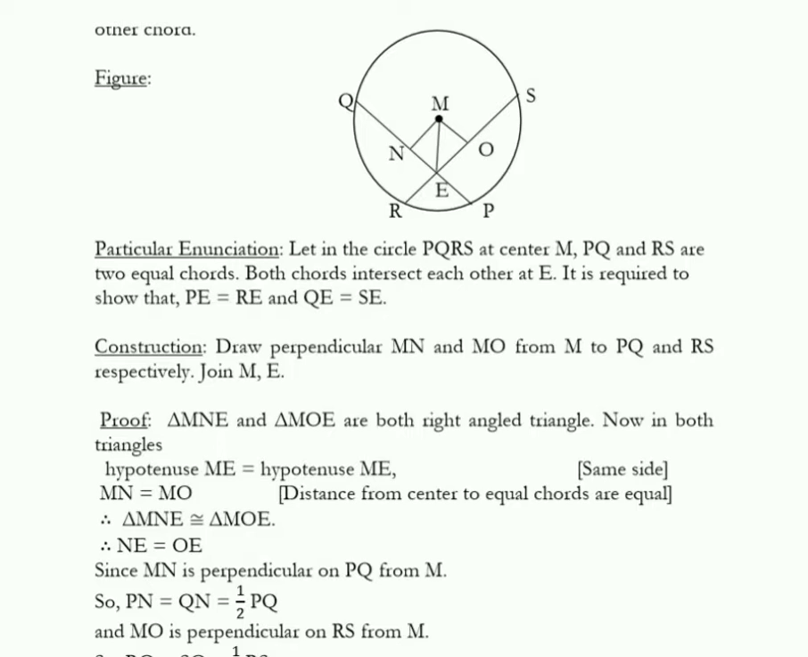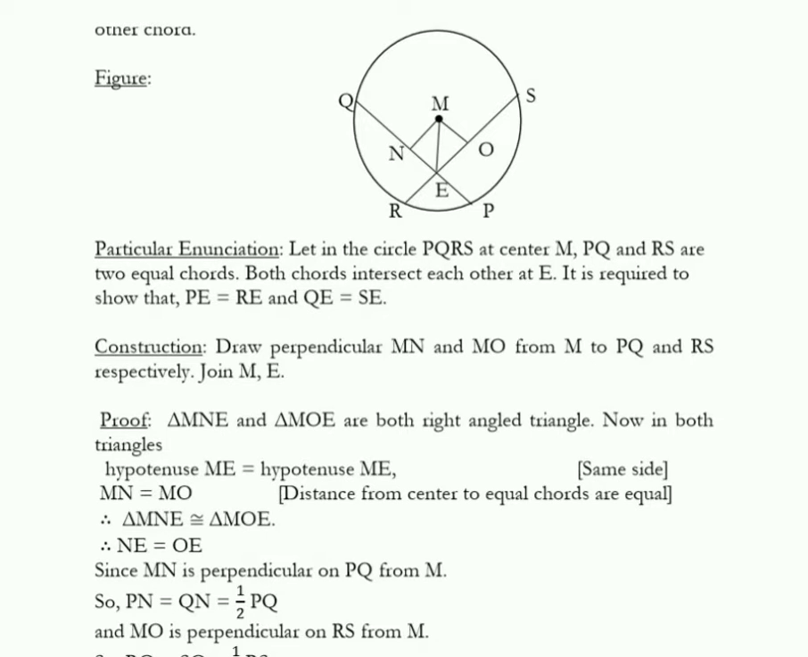প্রুফে স্টার্টে কি প্রথমে দেখি. Since MN is perpendicular on PQ and MO is perpendicular on RS and ME is joined, so you can say MNE and MOE are right angle triangles. So the right angle triangle এর একটু যদি খেয়াল করি, ME equals ME because this is the common side in both triangles and actually this is hypotenuse.